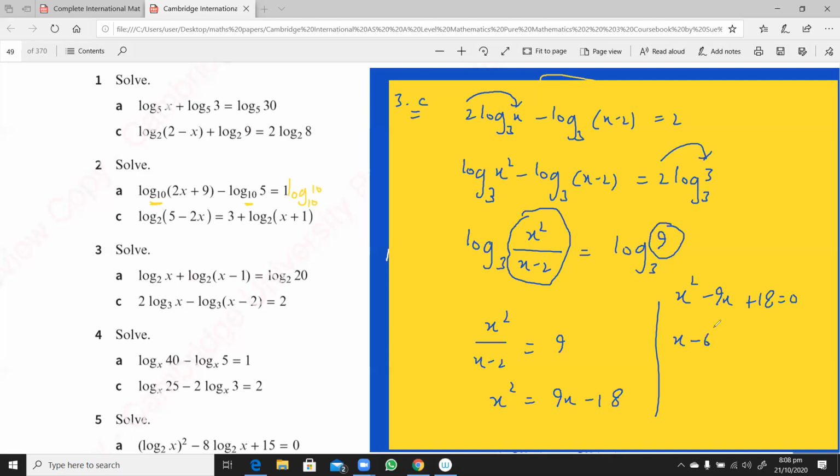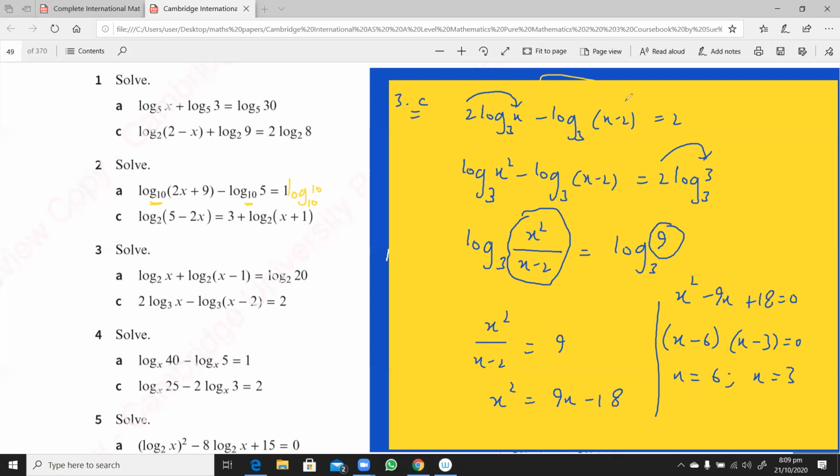This is x minus 6 into x minus 3. So your x is 6 and then your x is 3. Okay, once you have found the values of x, you have to check if both of these values are acceptable, or any one of them has to be rejected, or both of them have to be rejected.